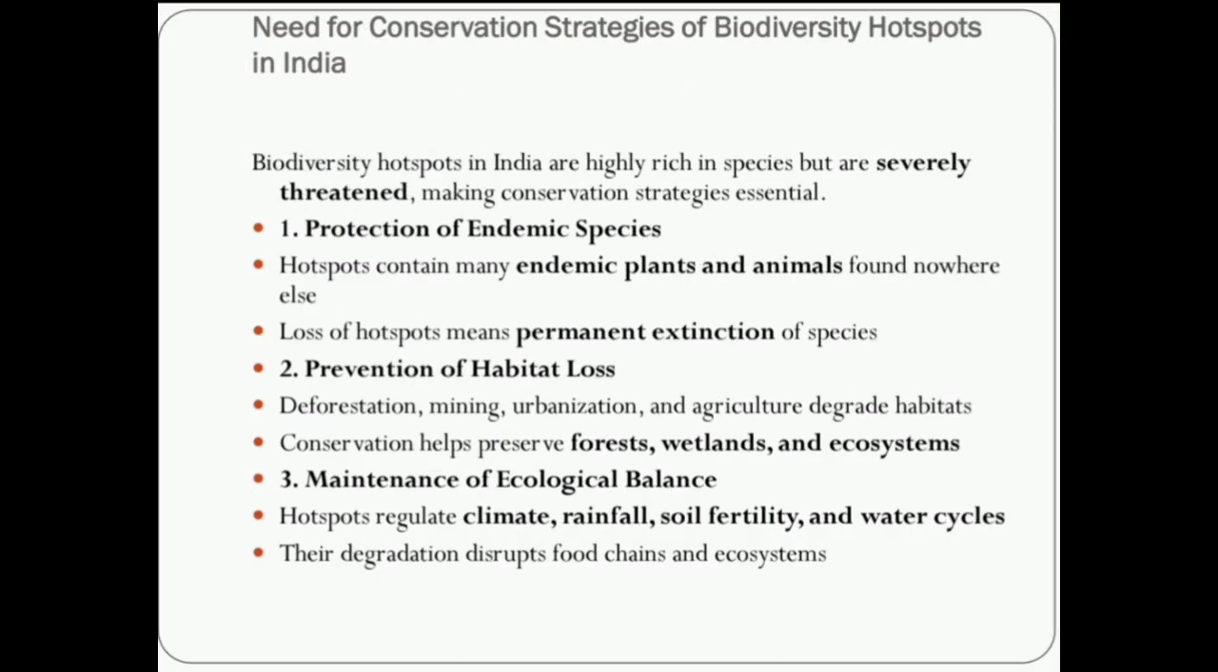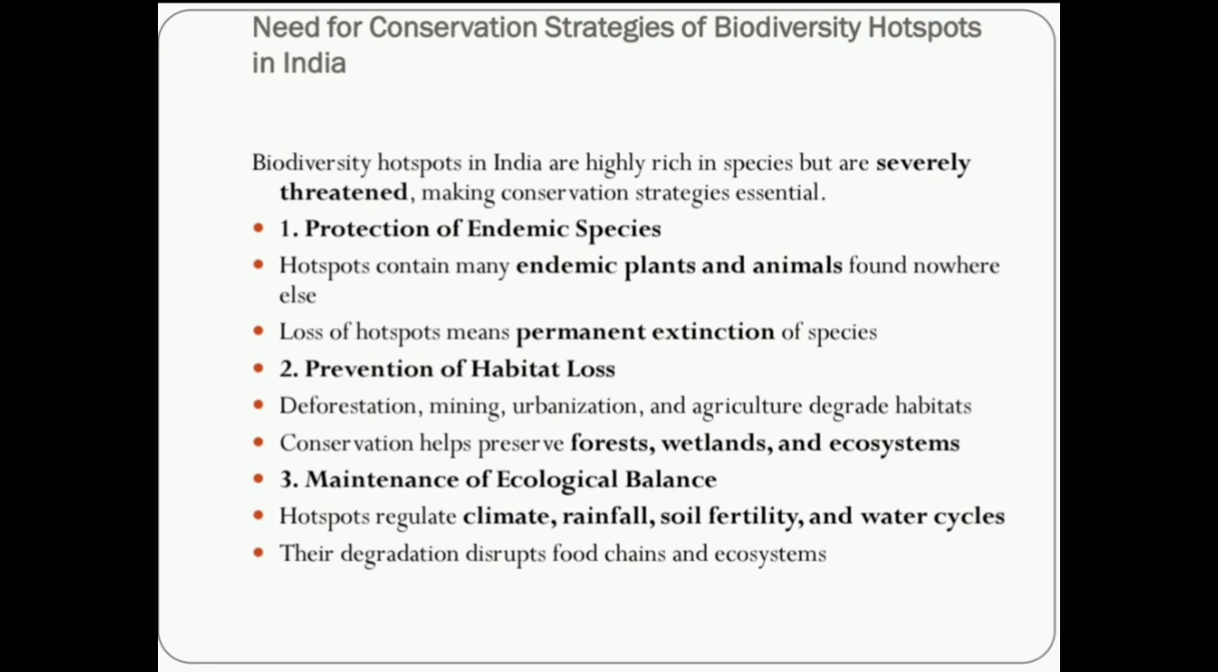There is need for conservation strategies of biodiversity hotspots in India. Biodiversity hotspots in India are highly rich in species but are severely threatened, making conservation strategies essential. Protection of endemic species is very important because hotspots contain many endemic plants and animals found nowhere else. Loss of hotspots means permanent extinction of species. Prevention of habitat loss. Deforestation, mining, urbanization, and agriculture degrade habitats. So, conservation helps preserve forests, wetlands, and ecosystems also.